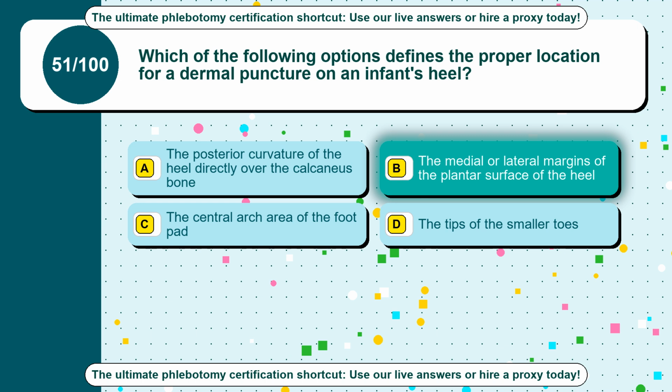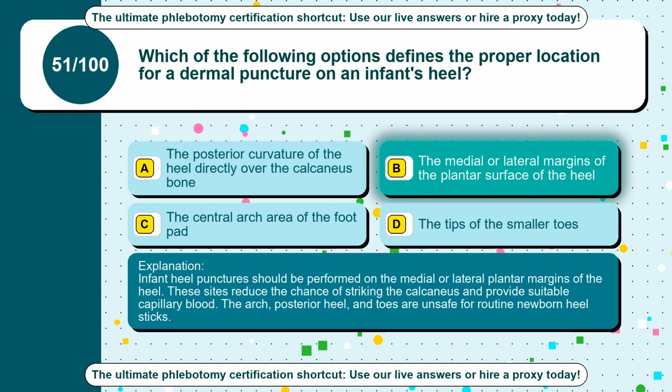The medial or lateral margins of the plantar surface of the heel. Infant heel punctures should be performed on the medial or lateral plantar margins of the heel. These sites reduce the chance of striking the calcaneus and provide suitable capillary blood. The arch, posterior heel, and toes are unsafe for routine newborn heel sticks.